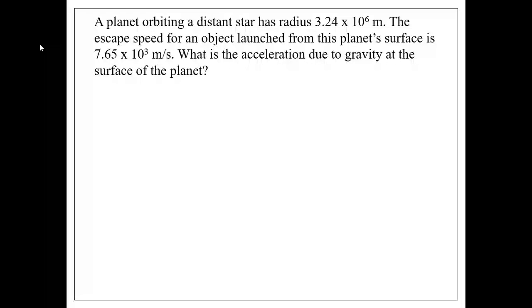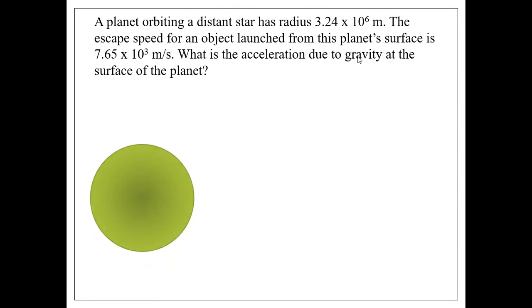In this particular video, we have a planet orbiting some distant star, and the planet has a radius of 3.24 times 10 to the 6 meters. It says the escape speed for an object launched at the planet's surface is 7.65 times 10 to the third meters per second, and it wants us to find the acceleration due to gravity, so little g.